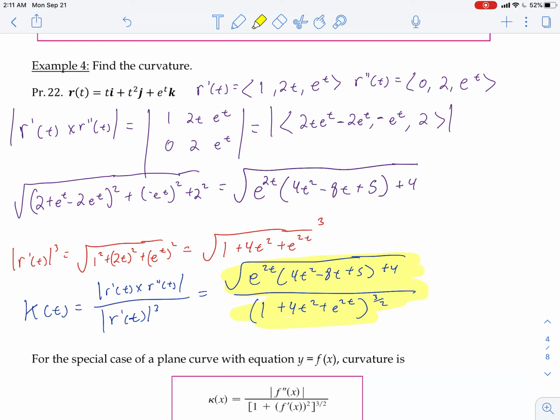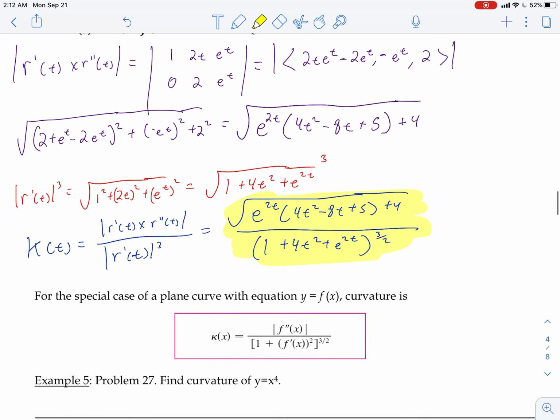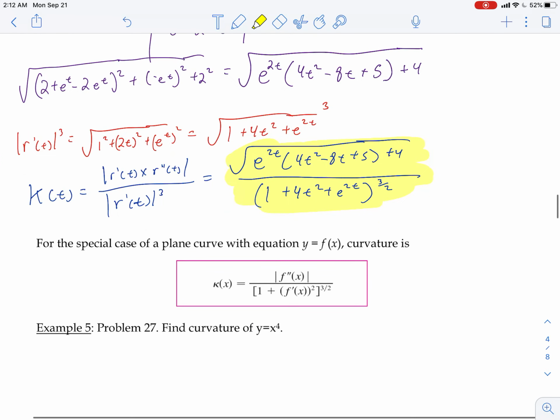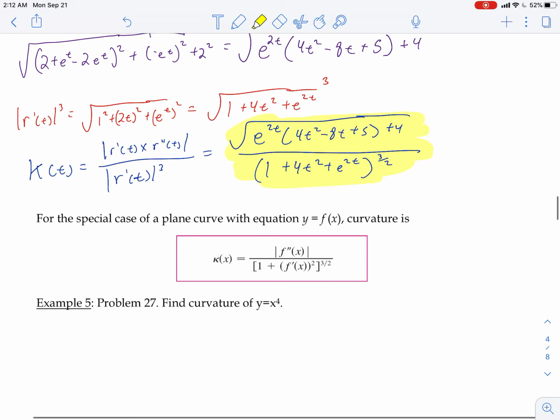Again, you can't break it down any more than that. Usually we'll have some values for t that we can put in, but that's all that we have.